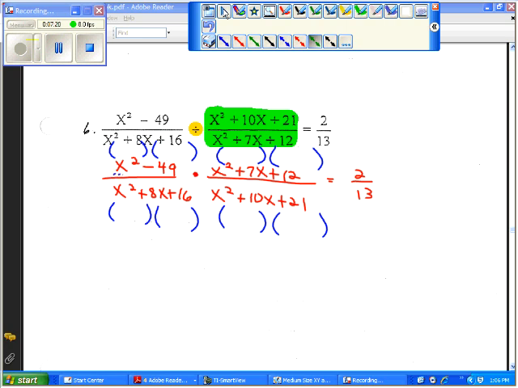The numerator of the first one is x squared minus 49, which is the difference between two squares, so it factors into what two binomial conjugates? X plus 7, x minus 7.